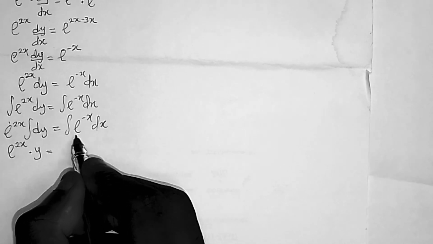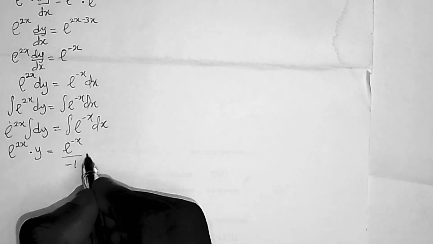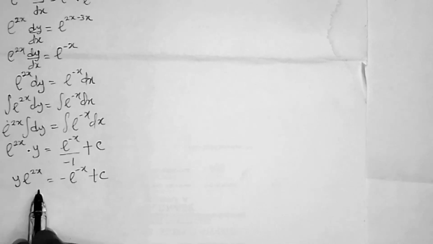You will get y equal to what? If you integrate exponential minus x, you are going to have exponential minus x over minus 1 plus c. Are you seeing that? So that will become y exponential 2x equal to what? Minus exponential minus x plus c. Then what is the last step? Divide through by exponential 2x.